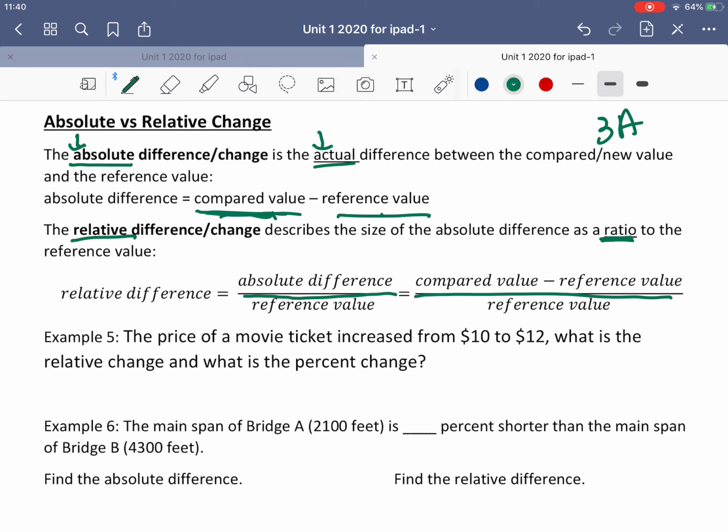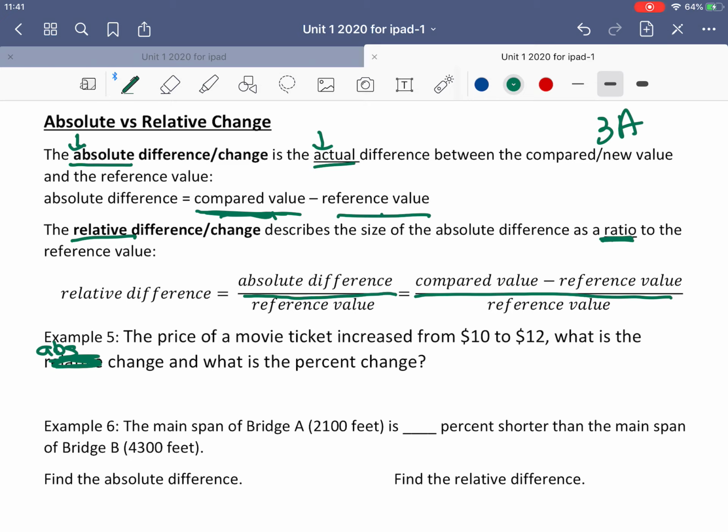We've seen these numbers before, but let's do it all fancy now. The price of a movie ticket increases from $10 to $12. What is the relative change? And what is the percent change? Let's change this to absolute. What is the absolute change and what is the percent change?